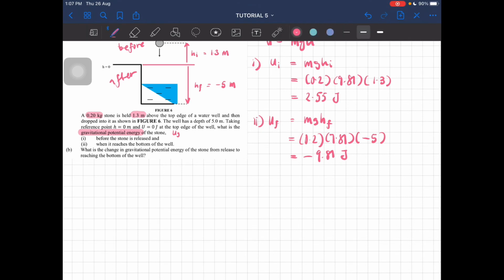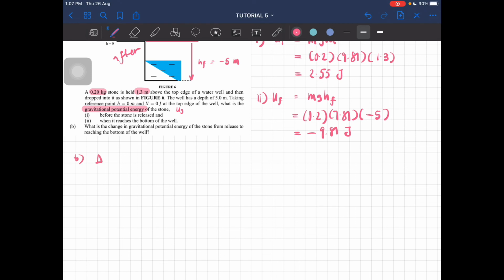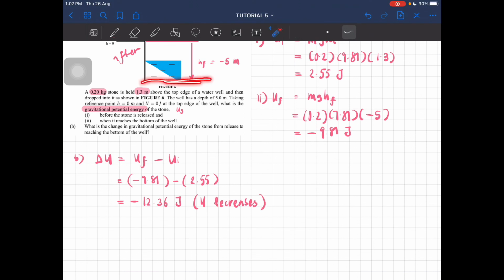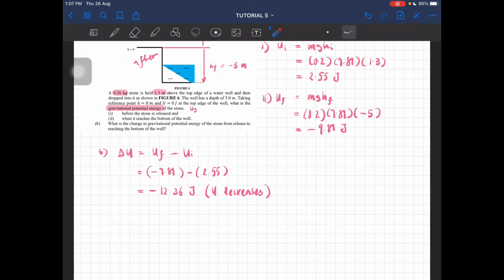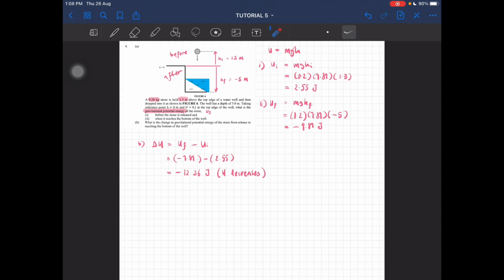Okay, what else? Oh, we have to find the change. So the change is just delta U, U final minus U initial. So the U final is equal to negative 9.81 minus 2.55. So you'll then get delta U to be equal to negative 12.36 joule, meaning that the gravitational potential energy decreases. So as it reaches the bottom of the well, the gravitational potential energy is decreasing. Alright, so that is on question number 4.